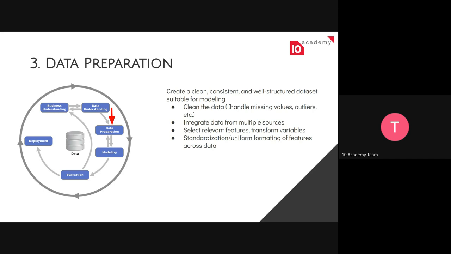Anyway, this is data preparation. It depends on what kind of model you are trying to use in the next step, which is modeling.